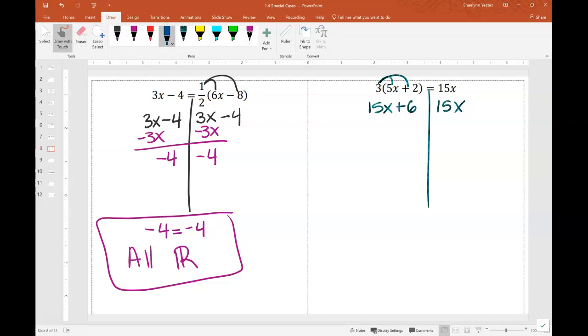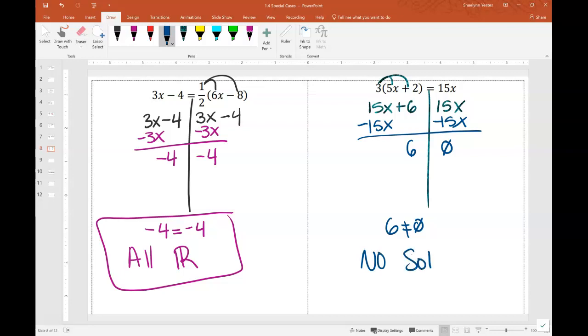All right, so let's see. I need all my x's at the same party, so I'm going to move all my x's to the right side. So I'm going to subtract 15x from both sides. On the left side, I have 15x minus 15x is 0. And then I have a 6. 15x minus 15x is 0, and there's nothing else there. Does 6 equal 0? No, 6 does not equal 0. It will never equal 0. So this is no solution.